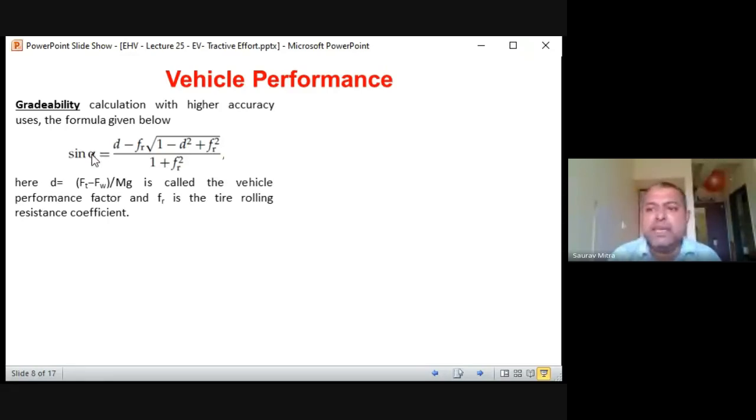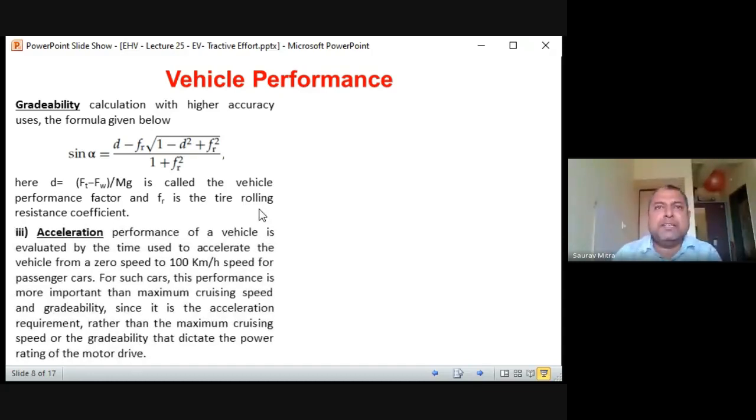So this is also another vehicle performance parameter. If you're using this more accurate formula, you have to find d first, and d is nothing but F_t minus F_w. In this case f_r is not taken because f_r is coming afterward. Okay, so small f_r is the tire rolling resistance, and capital F_r is the rolling resistance based loss. So this is the difference between capital F_r and small f_r. Likewise, we can find the more accurate value of gradability, which is given by sine alpha.